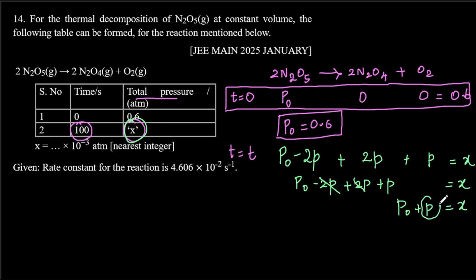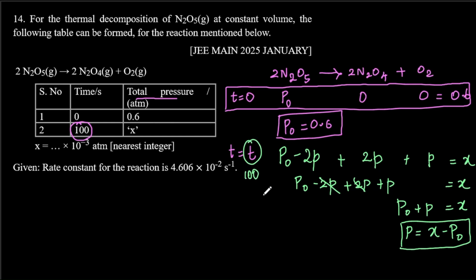From this we can find the value of small p. The difference we can find, so the small p value is equal to x minus P naught. In this case, x refers to the total pressure, so that you have to keep in mind. x refers to the total pressure at time 100. So here the time is 100.